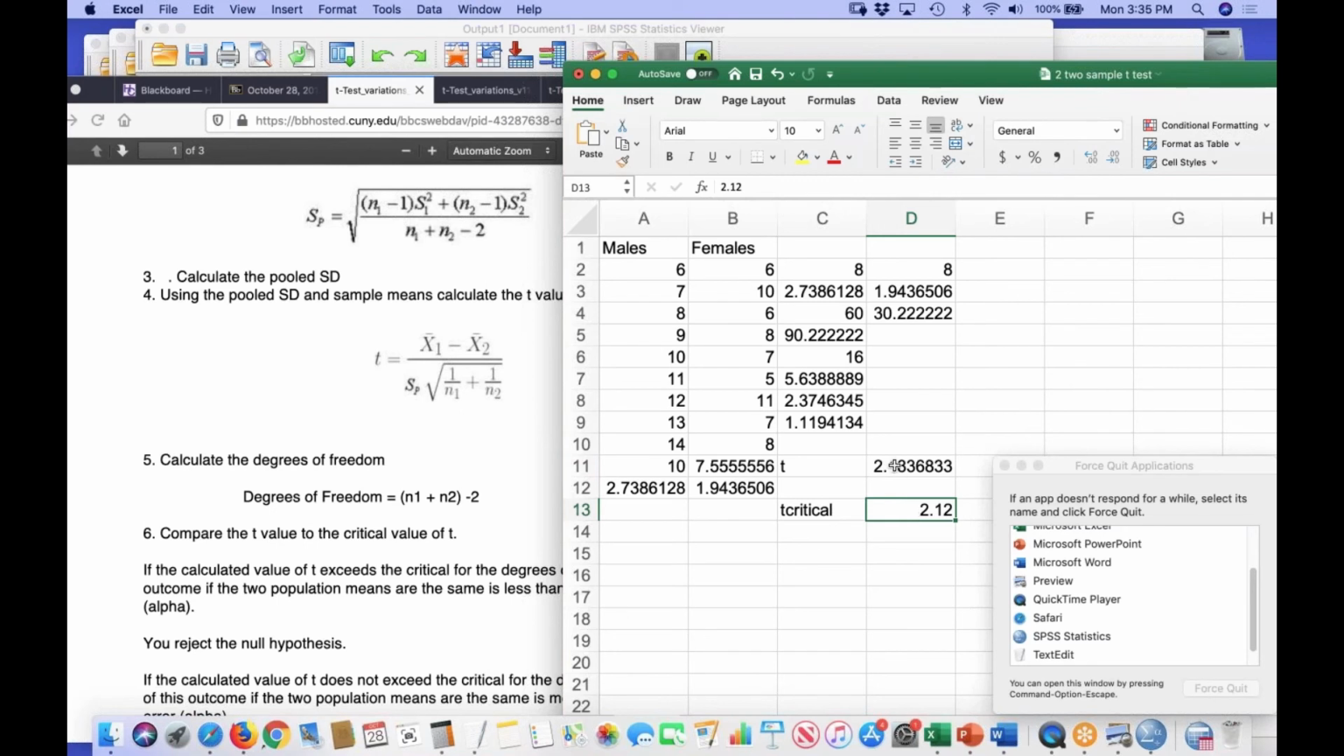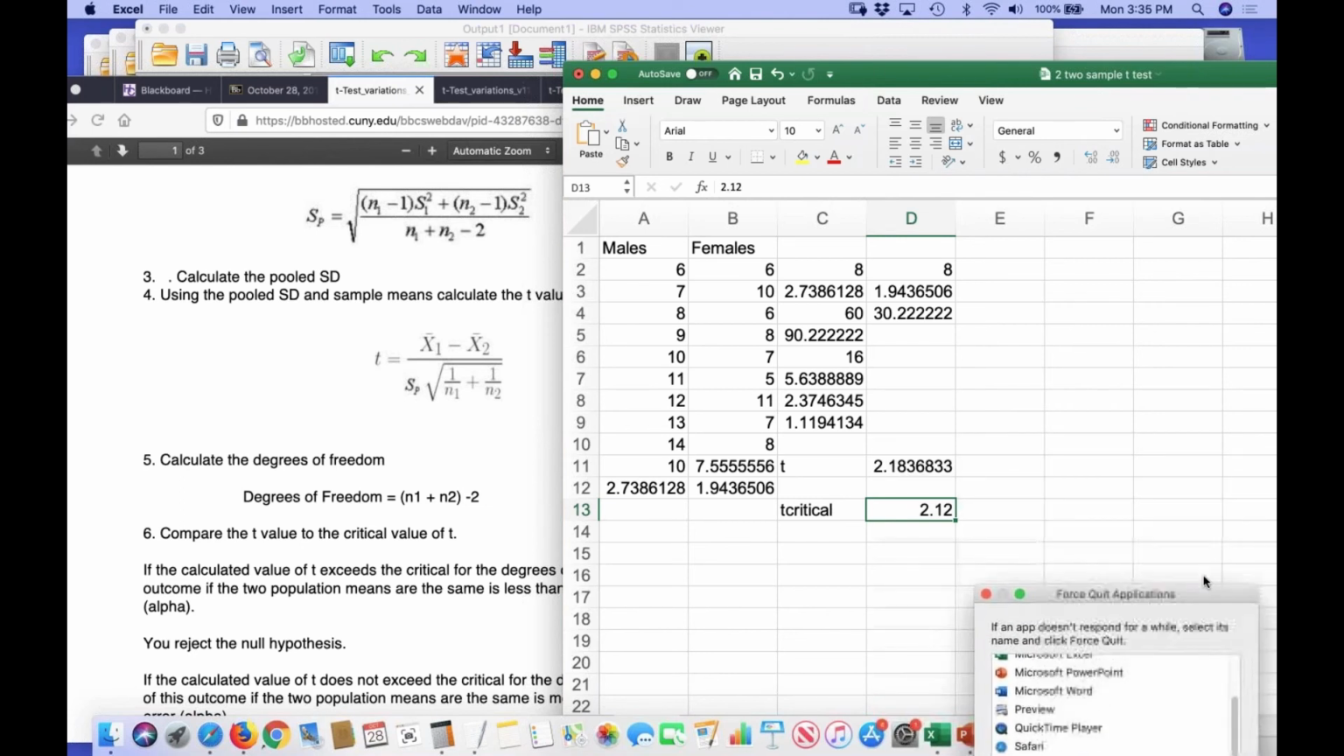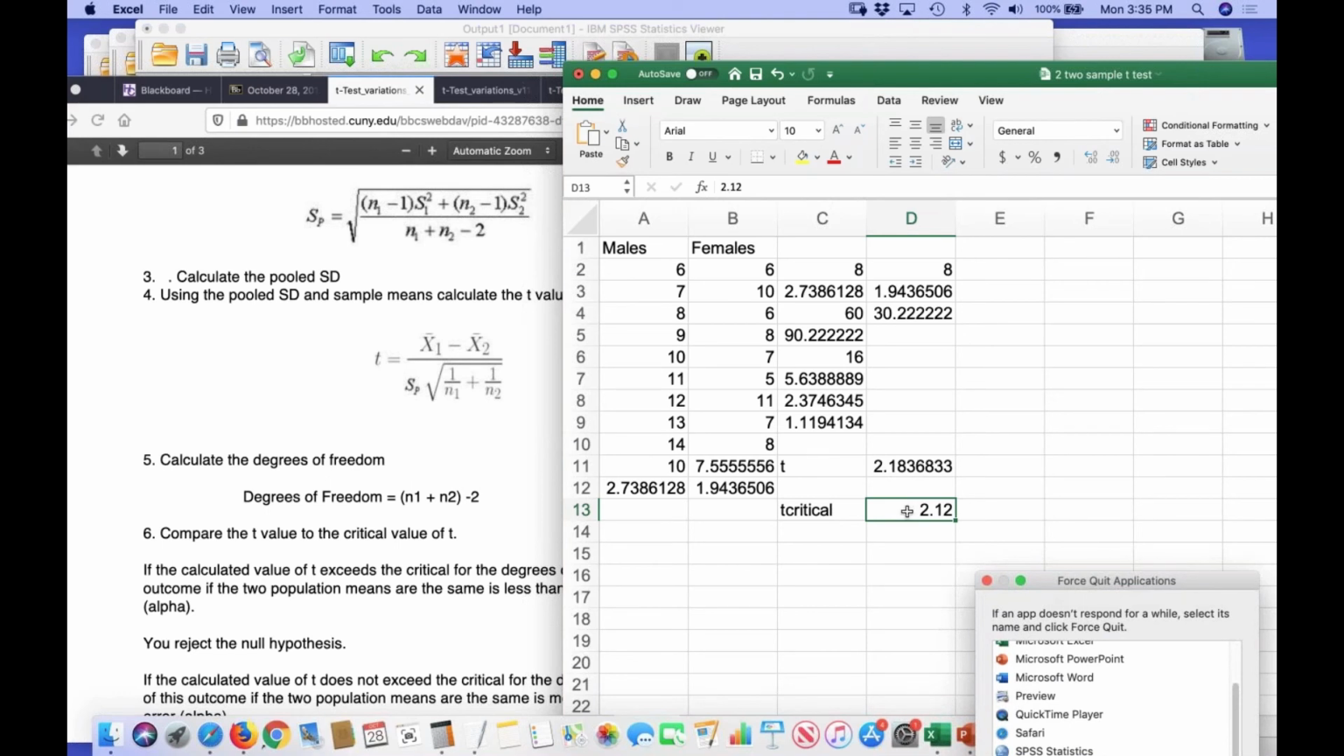So we can reject the null hypothesis that the mean for males equals the mean for females, and accept the alternative hypothesis that the mean for females is different than the mean for males. Okay, so our T value is greater than T critical.